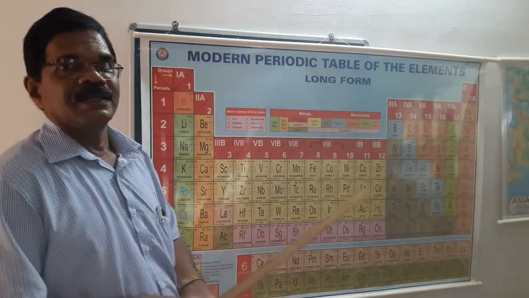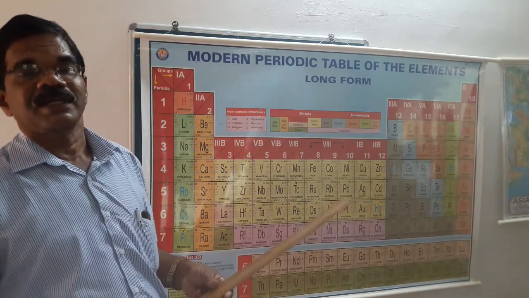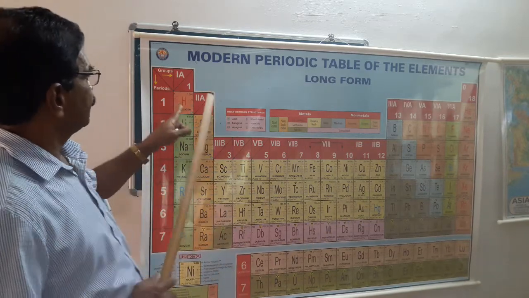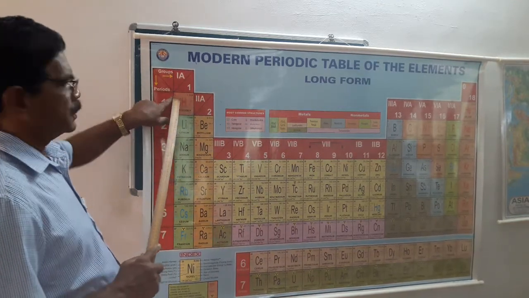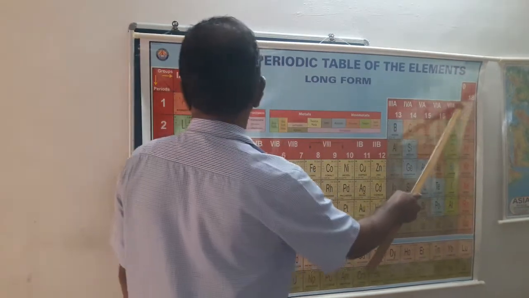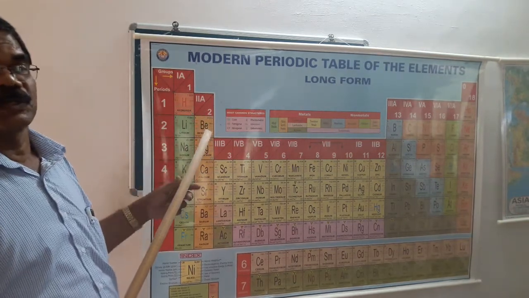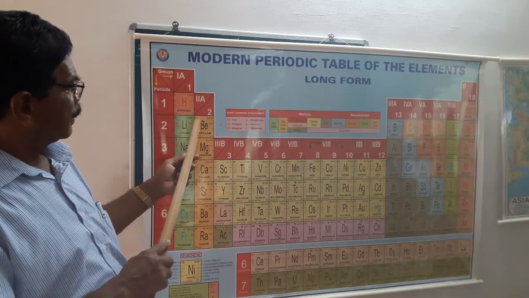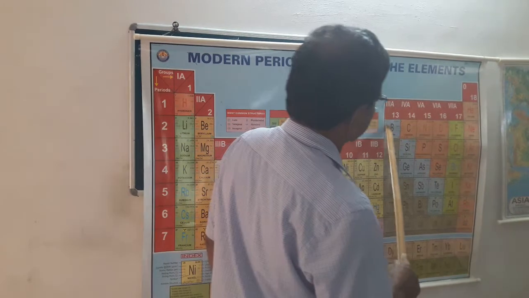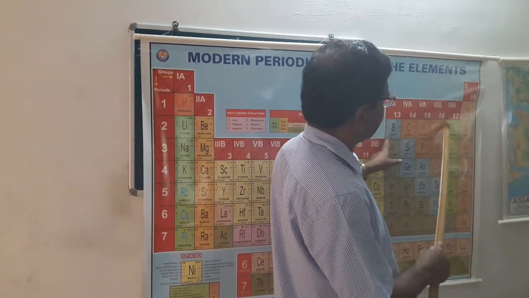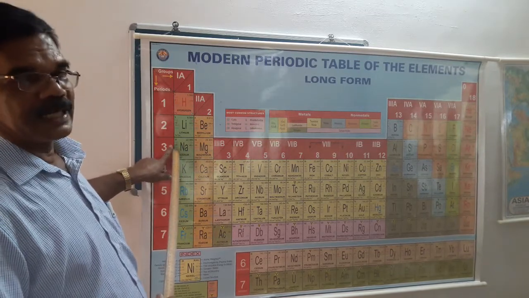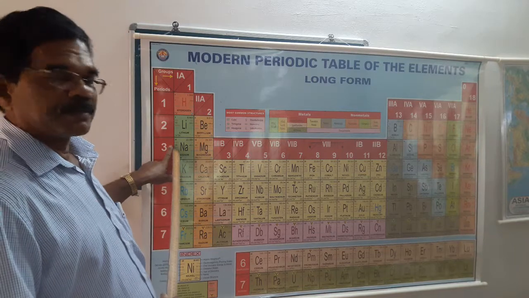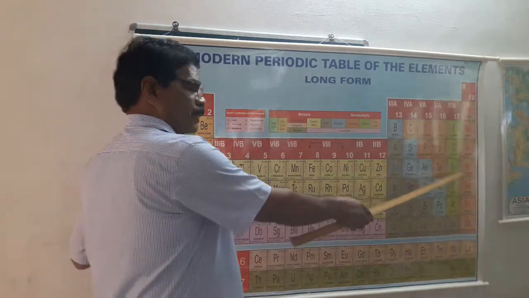Then you must come to the first and most important thing: atomic number. I said that the elements are arranged in the increasing order of their atomic number. Hydrogen has atomic number 1, helium 2, lithium 3, beryllium 4, boron 5, carbon 6, nitrogen 7, oxygen 8, fluorine 9, neon 10. The atomic number increases from left to right.